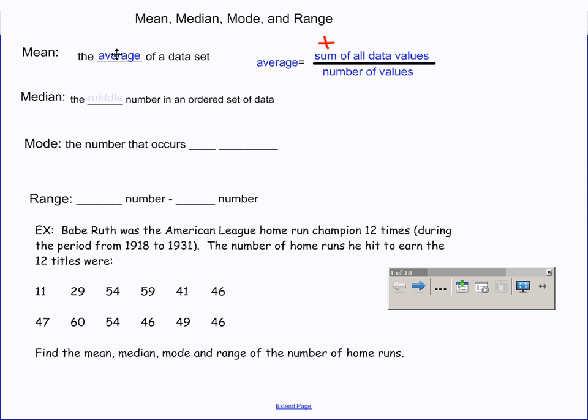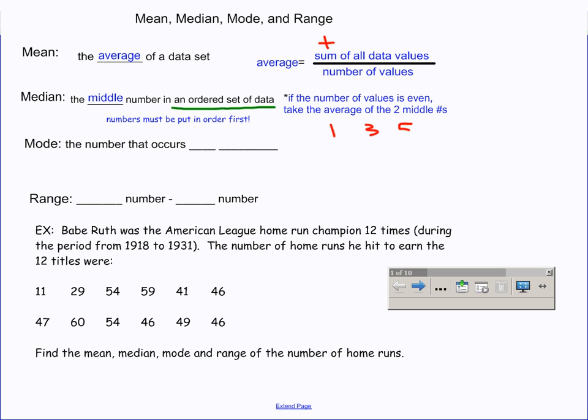The median is the middle number in an ordered set of data, and the key term there is ordered set of data, because to get the median, to get that middle number, the numbers must be put in order first. If the number of values is even, take the average of the two middle numbers. For example, if this was the number set that was given to you, then the median number, the middle number, is 3.